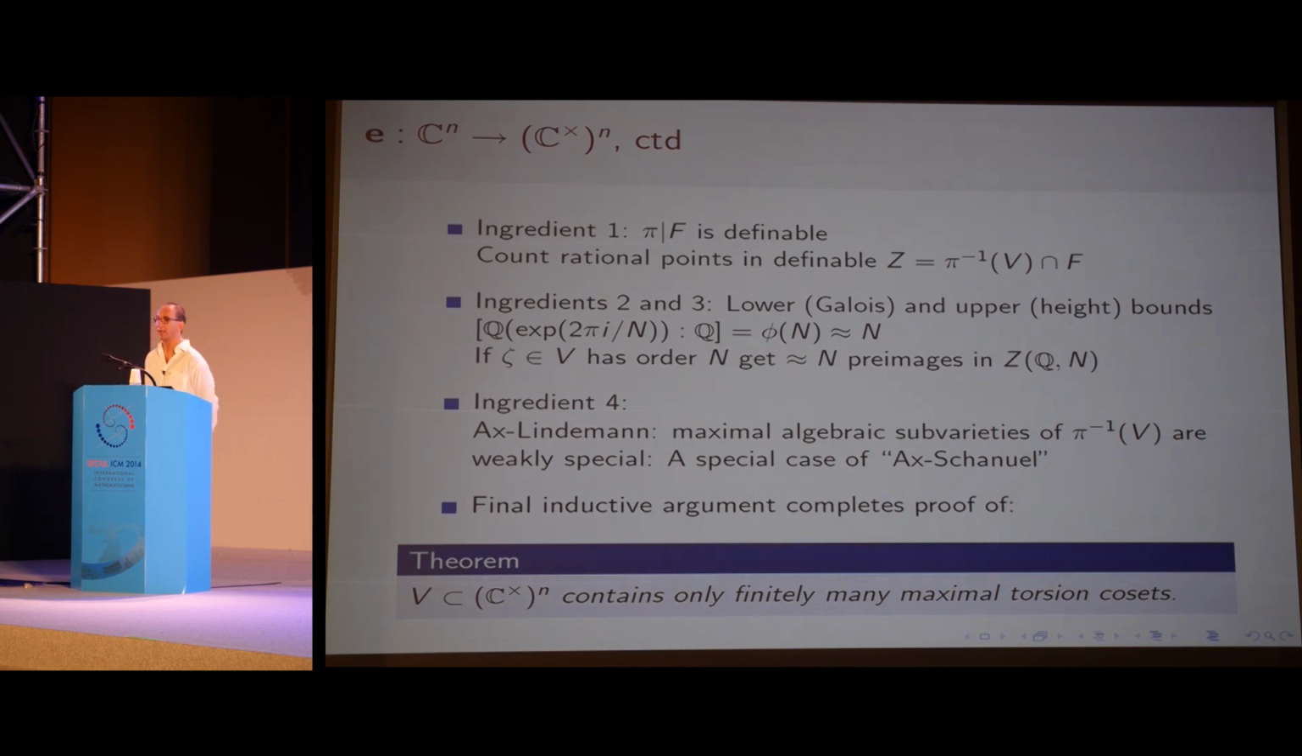The answer is given by the Ax-Lindemann statement for the map E. Maximal algebraic subvarieties in the pre-image of V have a particular form. They're translates of rational linear subspaces, which we have called weakly special, and their images are cosets of subgroups. So this gives finiteness of isolated special points, and for positive dimensional weakly special subvarieties, one uses an inductive argument to give a new proof of this multiplicative Manin-Mumford statement.